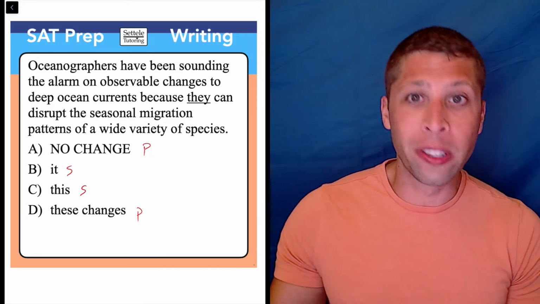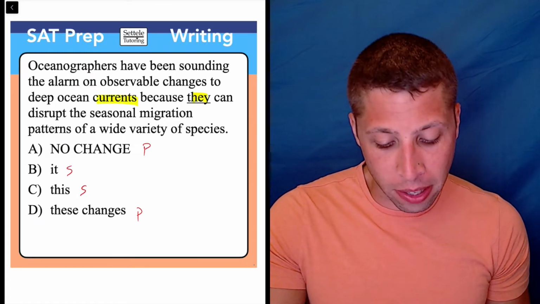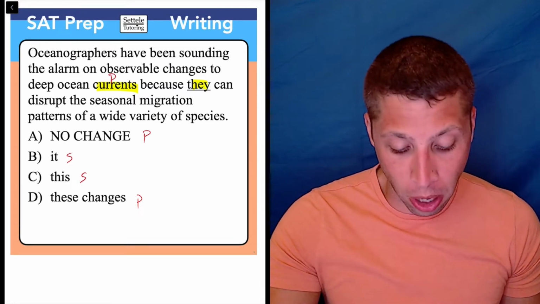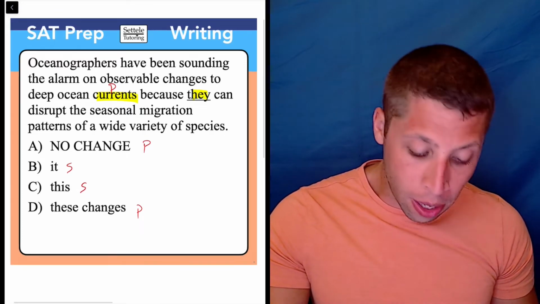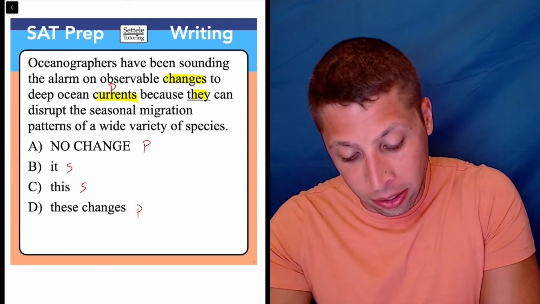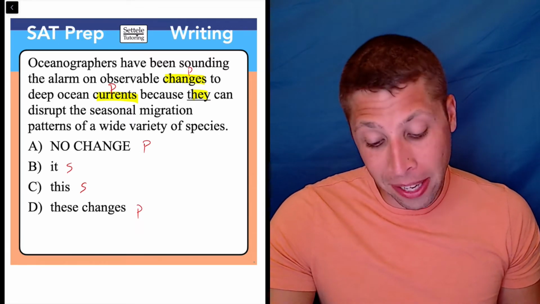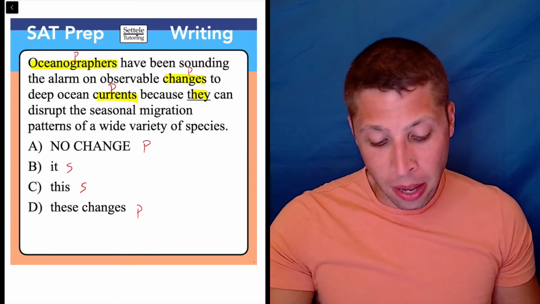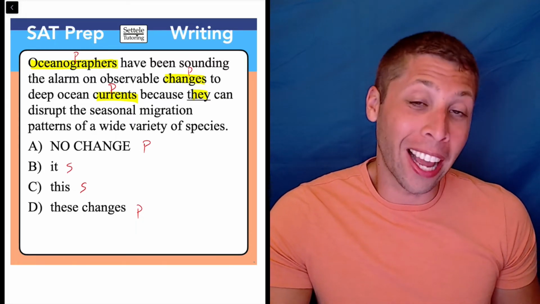So what we need to go through is kind of find it and say, okay, well, what are we talking about? So if we look very close to where the pronoun is, we might see the word currents. Well, that's plural, so that's pretty good. And it's a reasonable thing for us to assume that we're talking about currents. Currents can disrupt the seasonal migration patterns of a wide variety of species. Well, choice D, though, makes it seem like maybe that's not what we're talking about. Maybe it's the changes that are disrupting the seasonal migration patterns, and that also makes some sense. I mean, this is kind of stupid, but it also could be that the oceanographers, which is also plural, are the ones disrupting the seasonal migration patterns. So it's a weird way to think about it, but I guess it's possible.